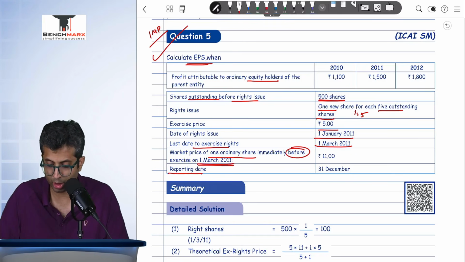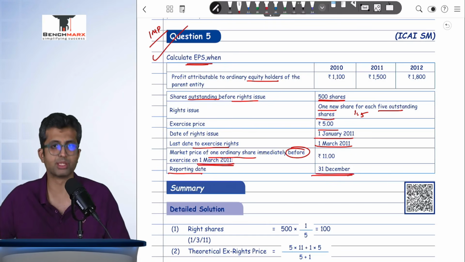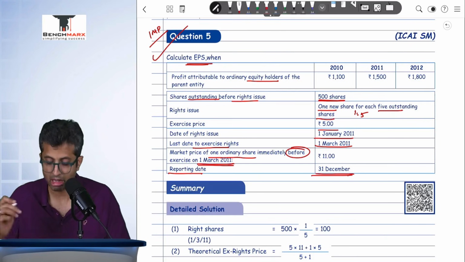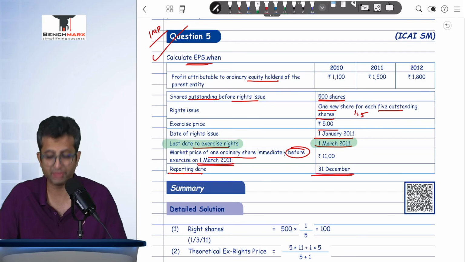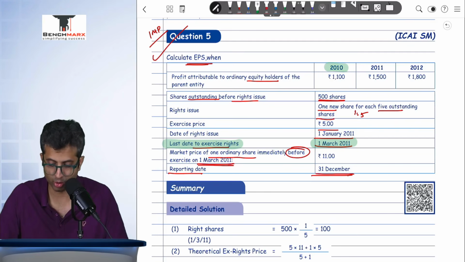The reporting date over here is 31st December. Remember, this is a calendar year concept. So over here what is happening is we need to first see when the rights is happening. So rights is happening in March of 2011. So in 2010 there was no rights. During 2011 there was rights, and 2012 is after the point of rights.